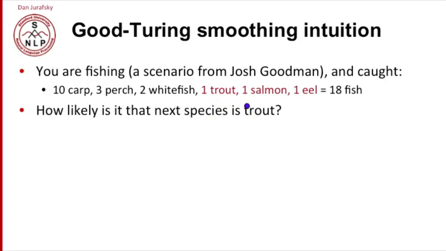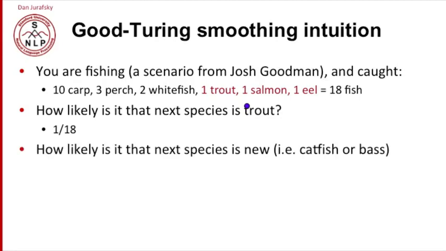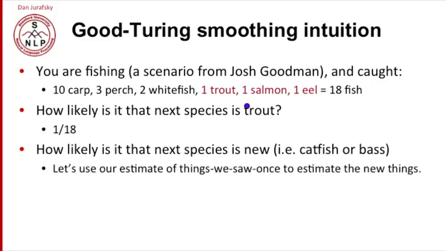Well, there have been 18 fish. Trout has occurred 1 time out of 18, so the probability ought to be 1 out of 18. But now, let's ask, how likely is it that the next species is a new species, catfish or bass, some species we haven't seen before, something that occurred 0 times? Well, the Good-Turing intuition says, let's use our estimate of things we saw once to estimate these new things we've never seen before. So what's our estimate of things seen once? It's drawn from N sub 1. How many things occurred once? Well, N sub 1 is 3. So out of the 18 things we saw, 3 of them were things that only occurred one time.